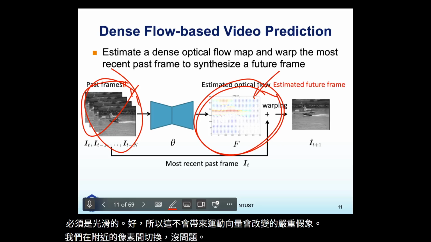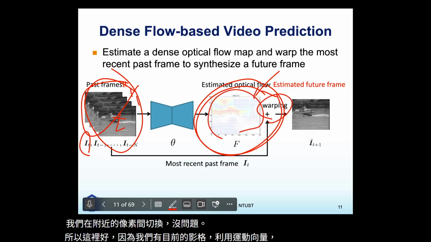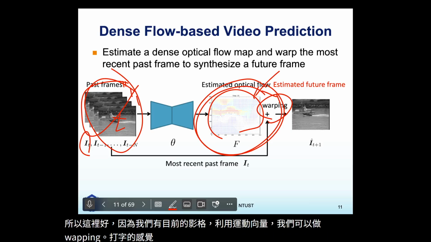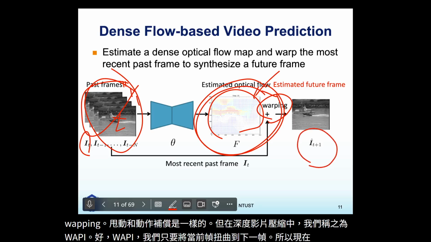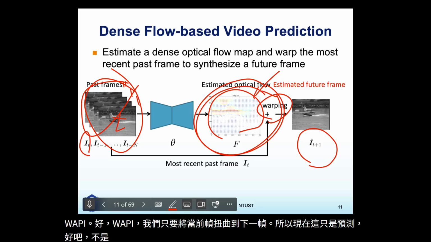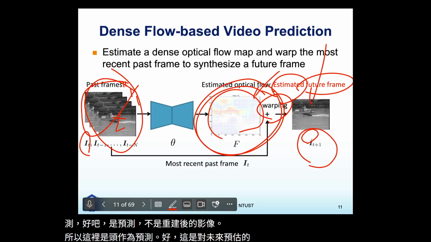So here, because we have the current frame, and by utilizing the motion vectors, we can perform warping. The warping is the same as the motion compensation, but in deep video compression, we call it warping. We just warp the current frame to the next frame, so that this is just a prediction, not the reconstructed image. So here it utilizes the head as a prediction, a prediction for estimating the future frame.